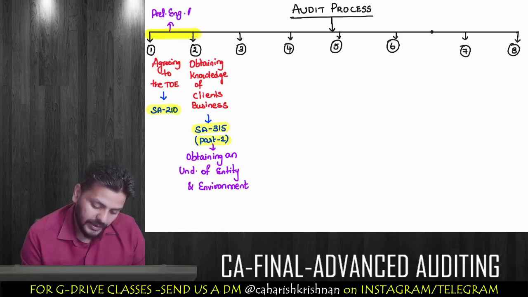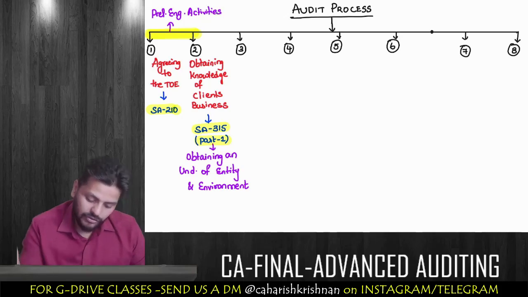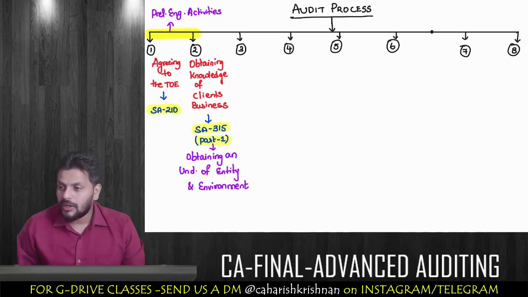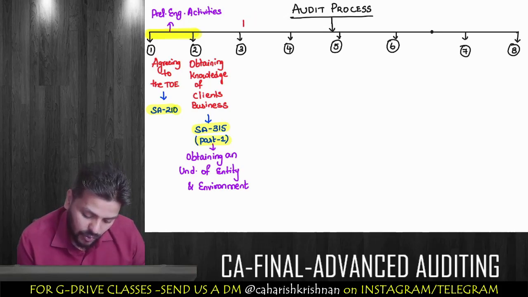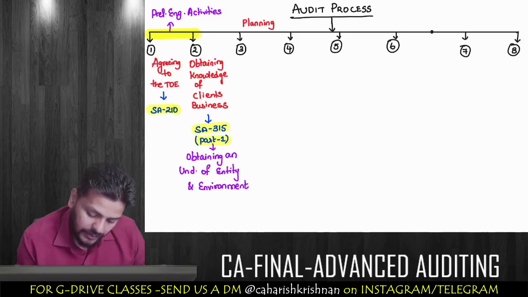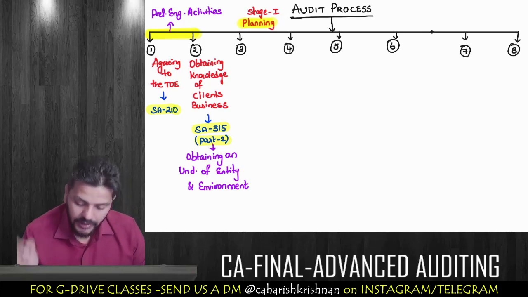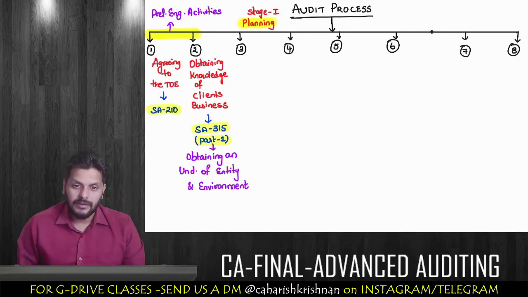Preliminary engagement activity doesn't have any stage number or something like that. They are called preliminary engagement activity. Now followed by, there is step number 3, which is called planning activities, and this is called stage 1 of audit. When we are dealing with stage 1 of audit, that's when planning sparks in.